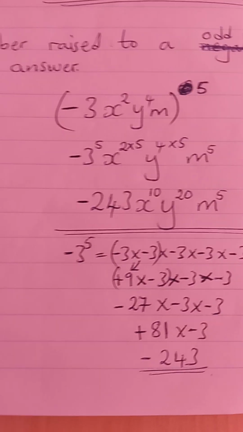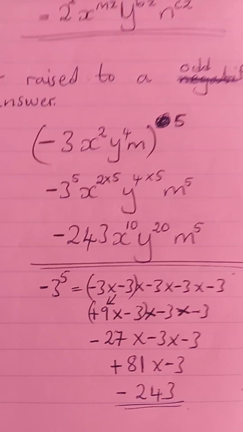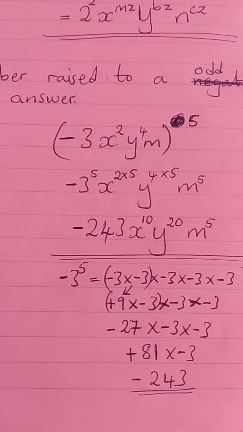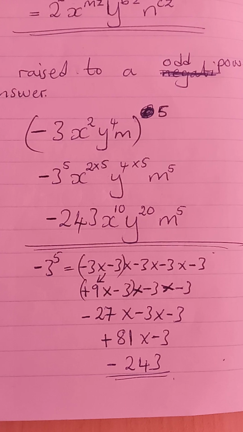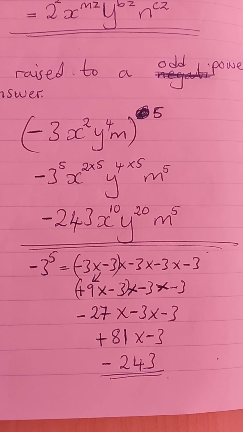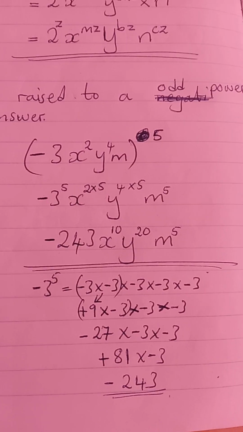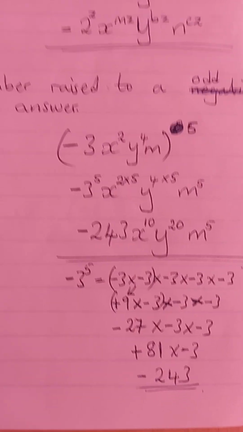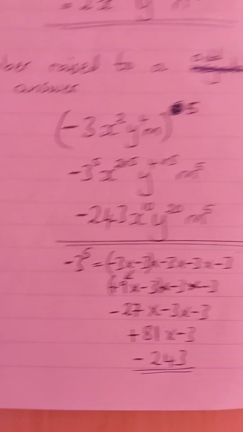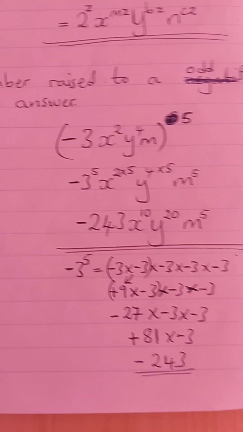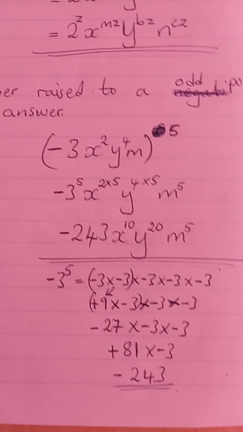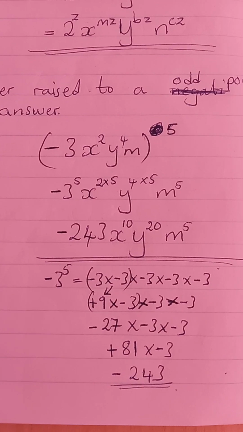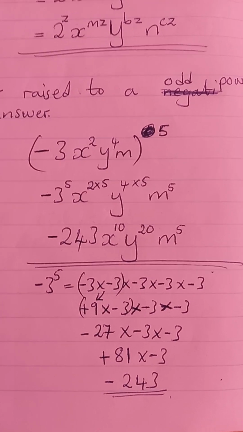So continuing with this example of a negative number raised to an odd power, you can see that negative 3, x to the 2, y to the 4, m, all these things are in the brackets raised to the power 5, which is an odd number. So our answer should be negative as well. And then now we apply that law of product of indices. All the powers inside the brackets are going to be multiplied by 5.